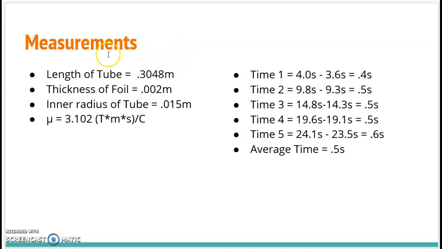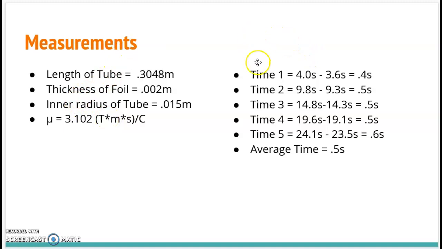So, some of the measurements for the tube that we were dropping our magnet through: the length of it was about 1 foot or 300 centimeters. The thickness of the foil was not very much, about 2 millimeters. The inner radius of the tube was about 1.5 centimeters, and the magnetic moment of our dipole was about 3.102.